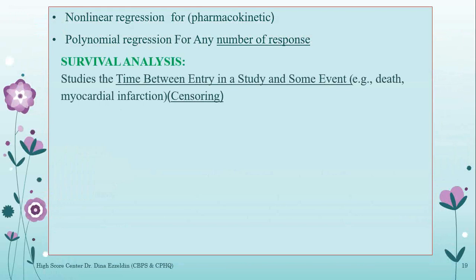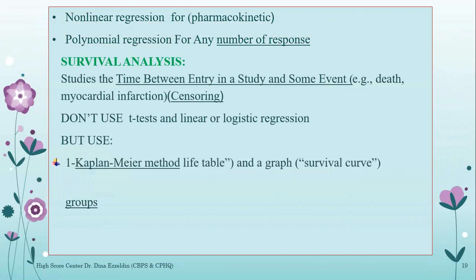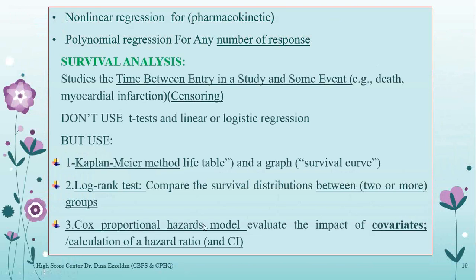Survival analysis is the time between entry in a study and some event, like death, like myocardial infarction, and mostly death. So we couldn't use the t-test or linear or logistic regression, but use the Kaplan-Meier method or log rank test, which compare the survival distribution of two or more groups. But if he asks about the hazard ratio specifically, we will use the Cox proportional hazards model to evaluate the covariates of hazards. So if he asks about survival analysis and doesn't specify the hazard ratio, we can choose Kaplan-Meier or log rank test. But if he mentions hazard ratio specifically, we will use the Cox proportional hazards model.